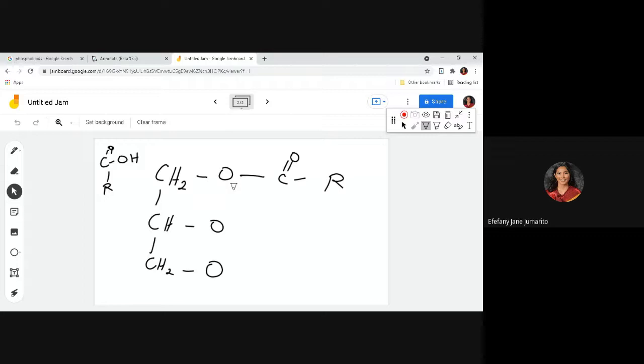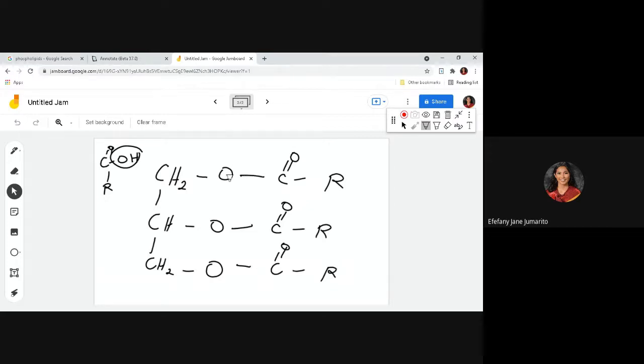Okay, so when that bonds to our glycerol, then that becomes like this. CH, O, then the double bond O. So the OH from your fatty acid and the H from your glycerol will form water. But this will become your triacylglycerols. C double bond O, then we have R.